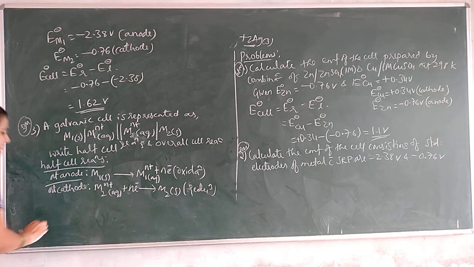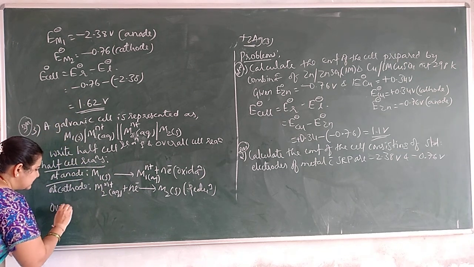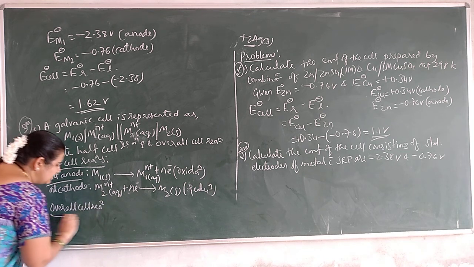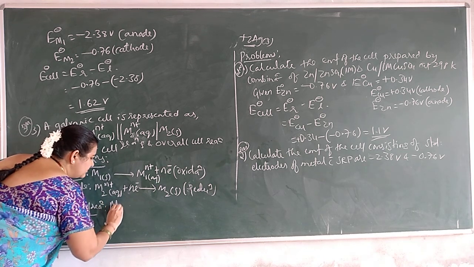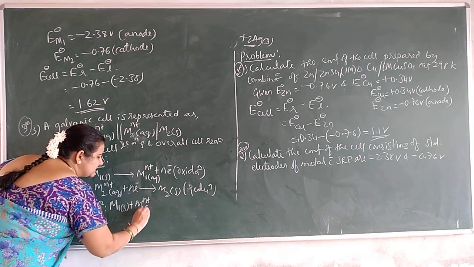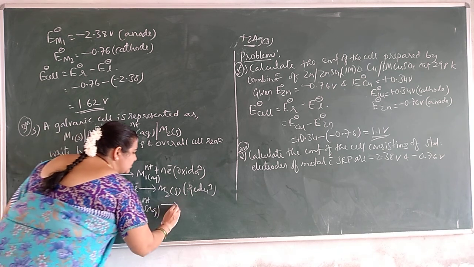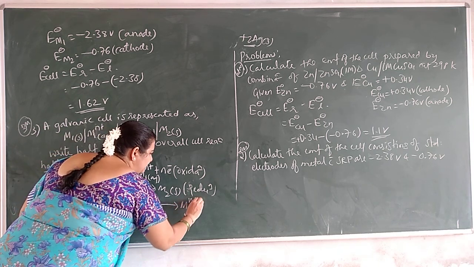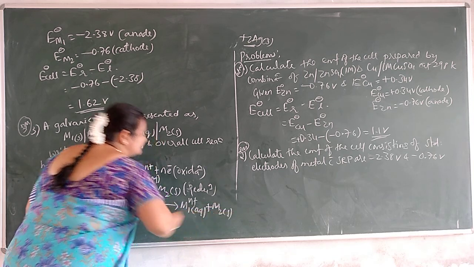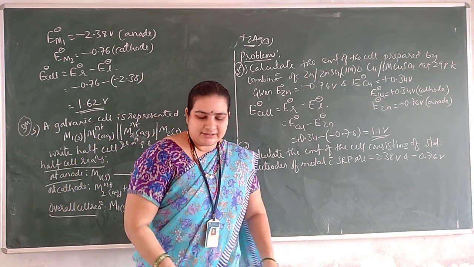Now the overall cell reaction can be written. Just add the two reactions: M1 solid plus M2 n plus aqueous giving rise to M1 n plus aqueous plus M2 solid. So here I will end the problem.